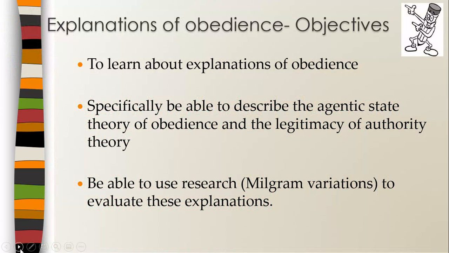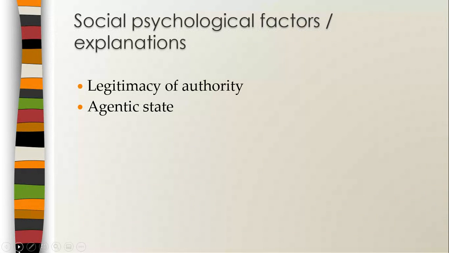Okay, so what we're going to look at today is further explanations of obedience. And there's two that we need to look at: agentic state and legitimacy of authority. Legitimacy of authority is whether someone in a position of authority seems like they should be there. If an authority figure is more legitimate, you're more likely to obey them. If they are less legitimate, you are less likely to obey them. So in Milgram's study, Mr.